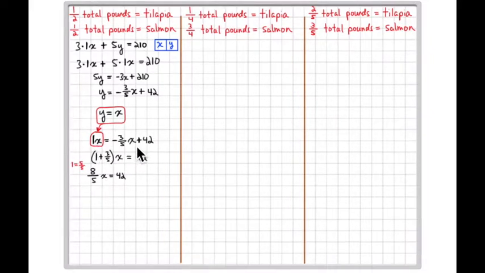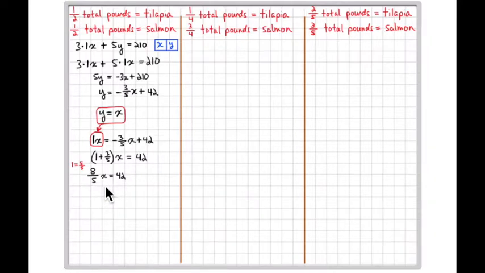So I'm going to add 3/5 x. That's the additive inverse of a negative 3/5 x. So I'm going to get rid of the negative 3/5 x on this side. I'm going to add that to the left side. So that's 1 plus 3/5, and all of that is an x. So remember that 1 is the same as 5/5. So 5/5 plus 3/5 is 8/5. So now I have 8/5 x equals 42.